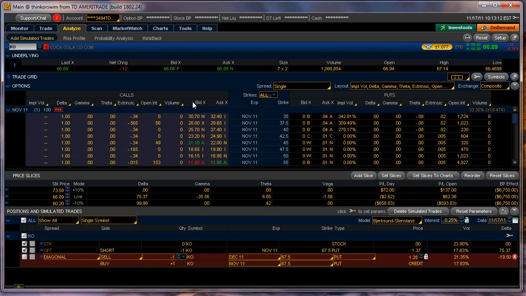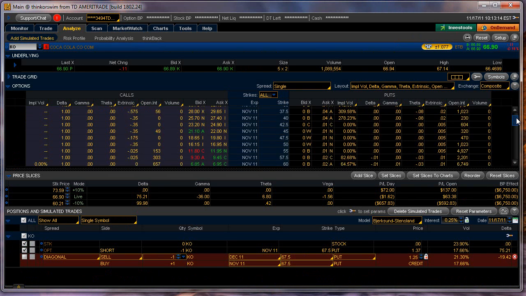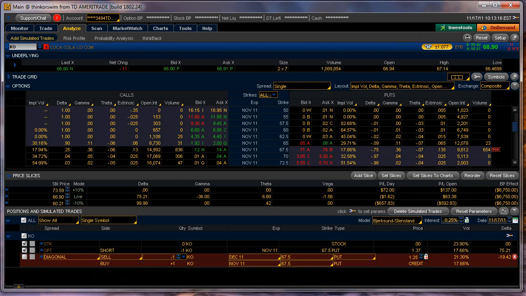Let's take a look on the Analyze tab. Our 67.50 is right here. Oops, nice drawing job, Jeff. Very nice. Yeah, let's try that again. I'm kind of a klutz today. Right here, 67.50.